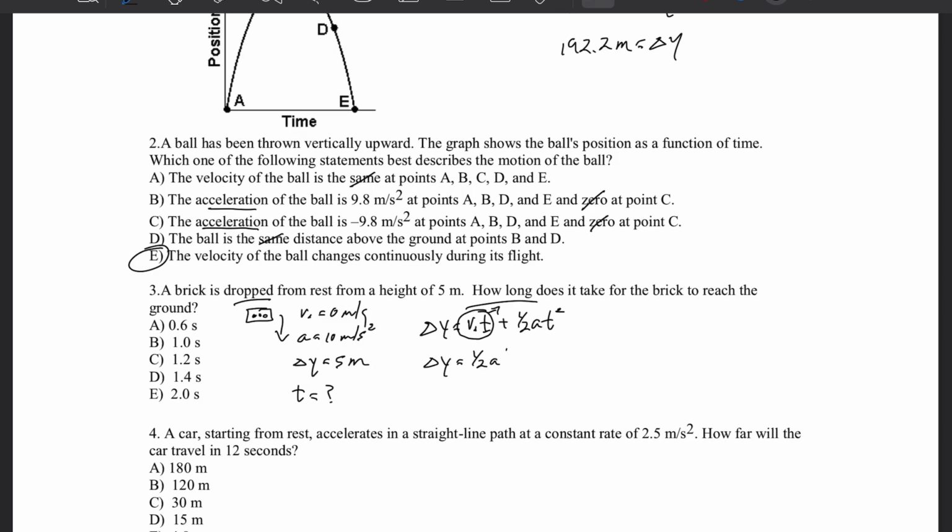We're going to multiply both sides by 2 to get rid of the 1/2. We'd have 2 delta y is equal to at squared. And if we're solving for t, we would just divide both sides by a and then square root it. We would have 2 delta y over a is equal to t squared, and then we square root both sides to make it equal to t.